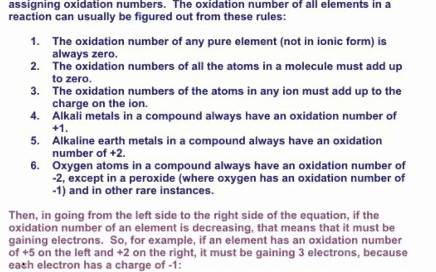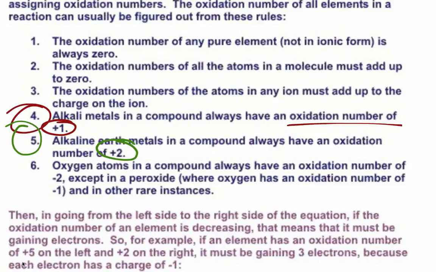So those are all of our basics. Now, there are some oxidation numbers that we just know because of their placement on the periodic table. Alkali metals always have an oxidation number of +1. We can always rely on that. Alkaline earth metals always have an oxidation number of +2. And then oxygen nearly always has an oxidation number of -2.